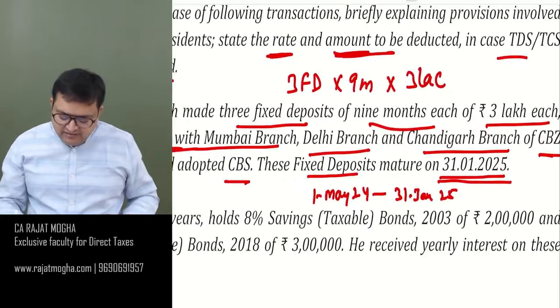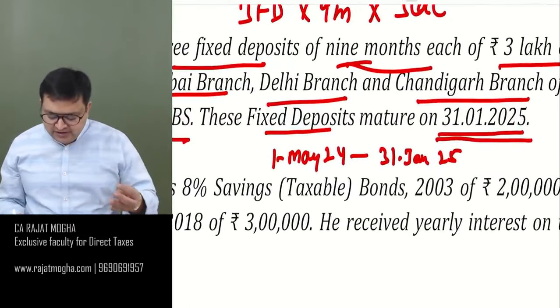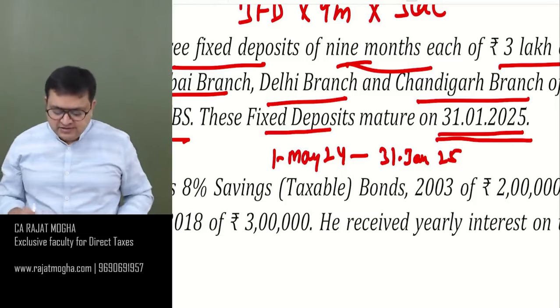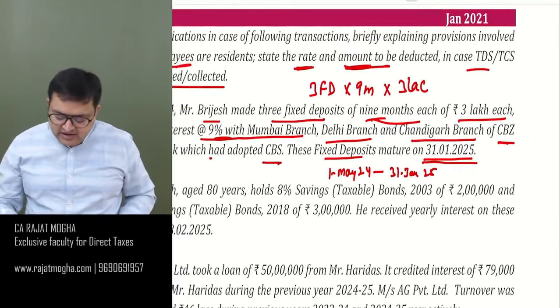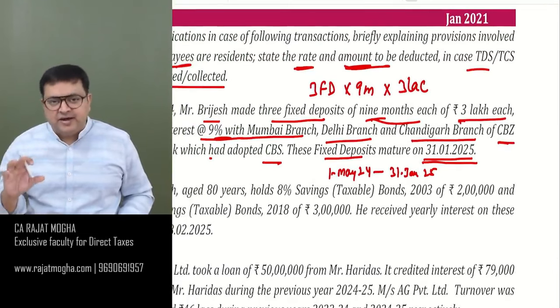So they have already given that it is for 9 months. If we calculate also, then it is 9 months: May, June, July, August, September, October, November, December, January. Correct. 9 months are coming. Now tell me how much is the aggregate interest, because it's different branches of one bank.